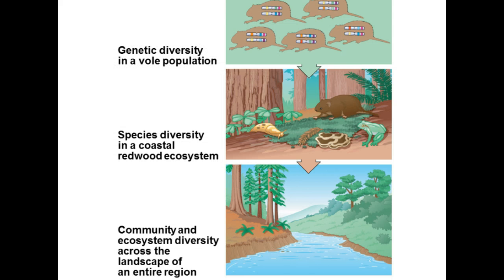Now biodiversity has 3 main components. Let's get these in your notes. There's genetic diversity, species diversity, and ecosystem diversity. So get those in your notes.